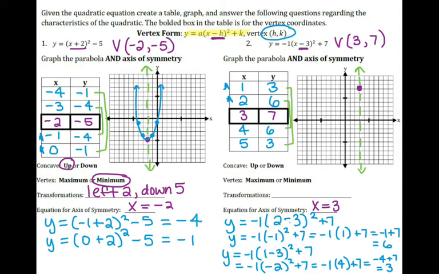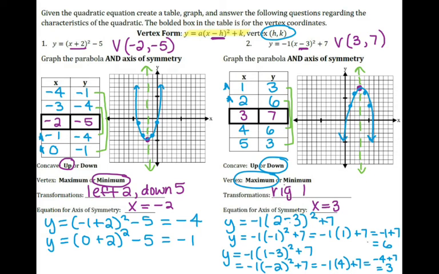All right, let's go ahead and plot those points. So 1, I was at 3, 2, I am at 6. And of course, I'm going to have the other points on the other side because it is symmetrical. And there is my lovely parabola. I can see from my graph that it is opening down, and because it is opening down, I have a maximum.